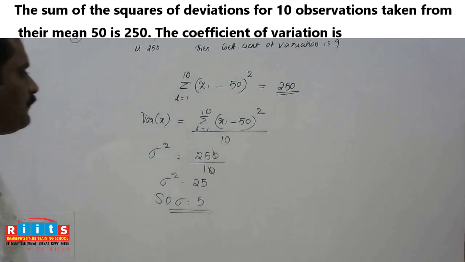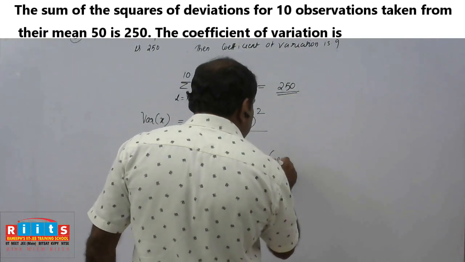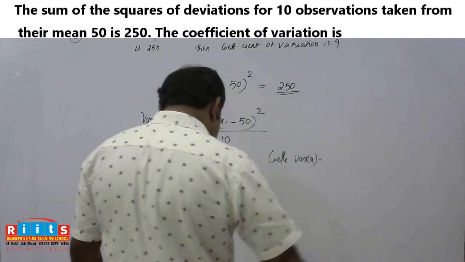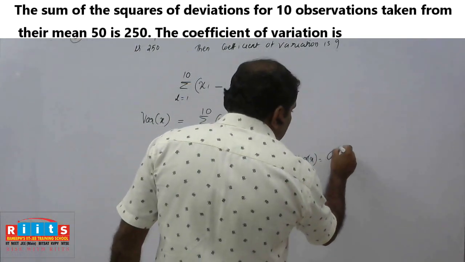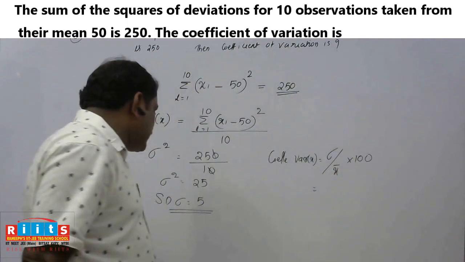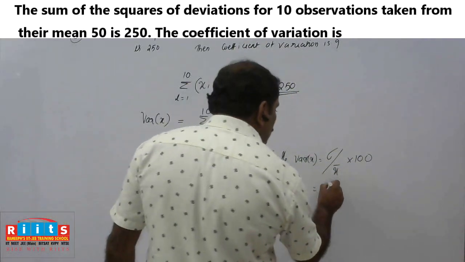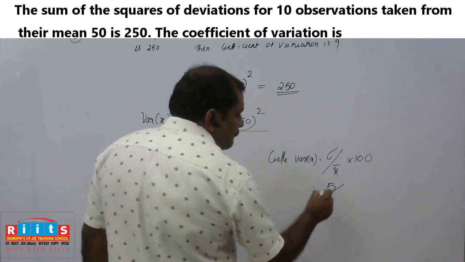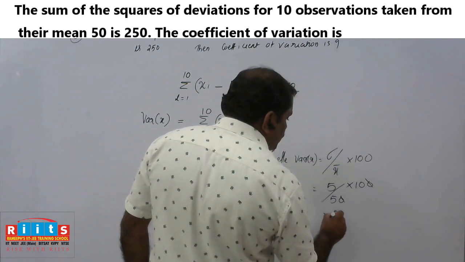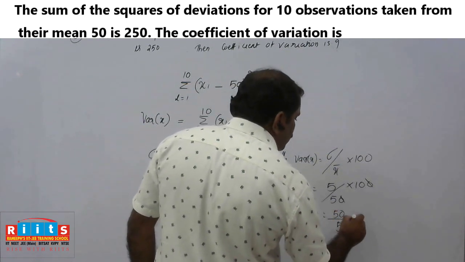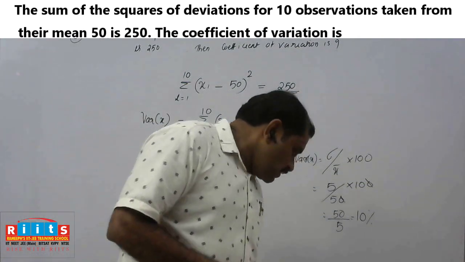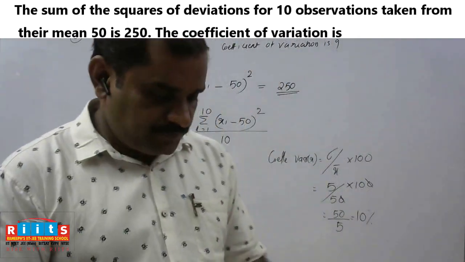Listen here, coefficient of variance is equal to sigma by x bar into 100. That's the formula. Sigma is the standard deviation. What is the standard deviation? 5. Here the mean is 50, into 100. That is 5 by 50. So the coefficient of variance is 10%. So the right option is the first option, that is 10%.